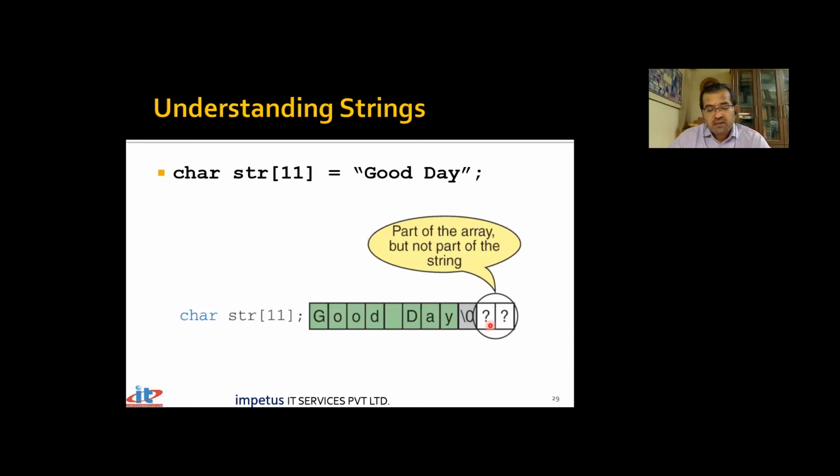Nobody can guess. So this is a part of the character array, but not a part of the string. Why? Because the array is of size 11. So 11 bytes of memory have been allocated for the array, but the string is of size 8 only, because GOOD space DAY is 8: 4 for this, 1 for space, and 3 for this. Although backslash 0 has got stored, backslash 0 is never considered to be a part of the string.